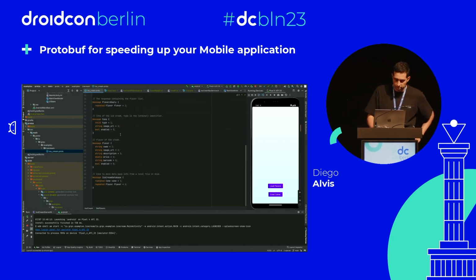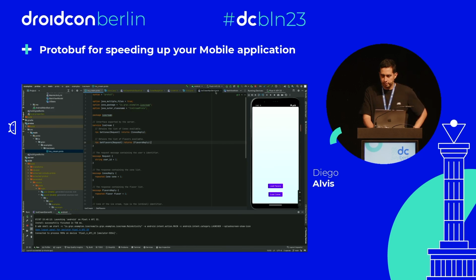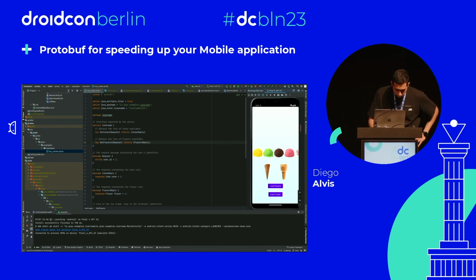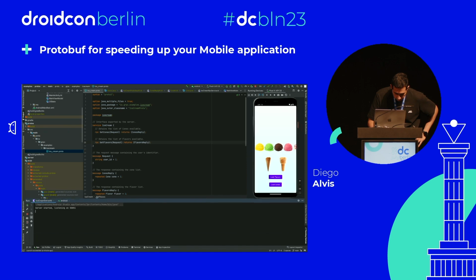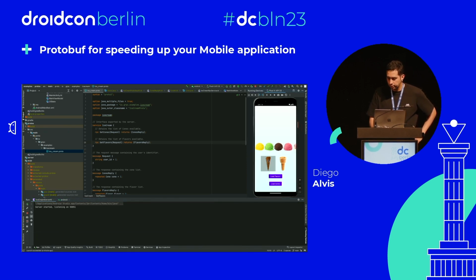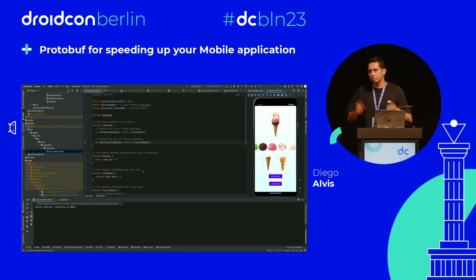Here is our proto file, and I built this basic application. I'm running a server locally as well, and I'm loading here the flavors. I'm loading the cones from this local server, which I should have over here. And basically this is my ice cream application. Very simple, but just to demonstrate the code.